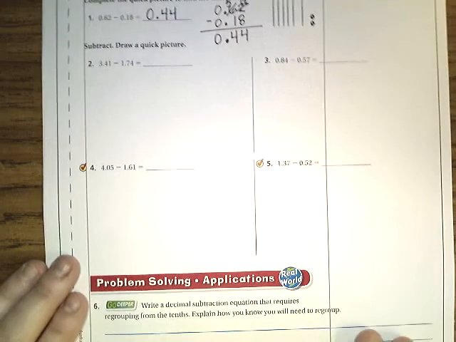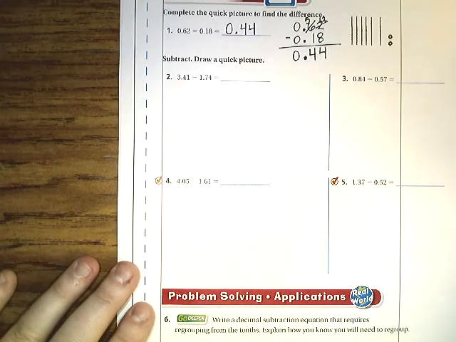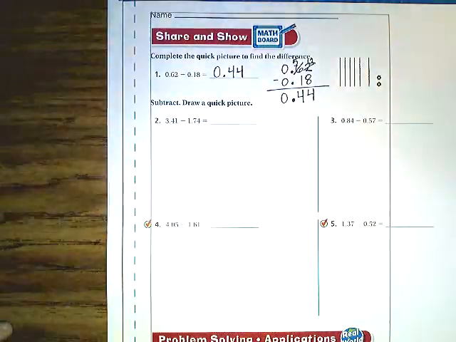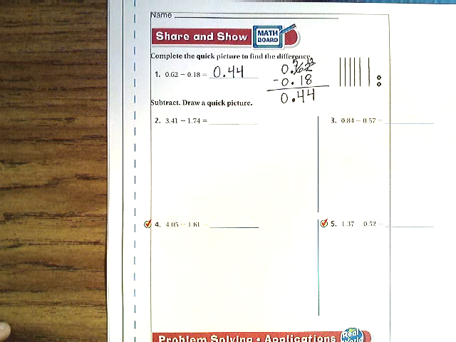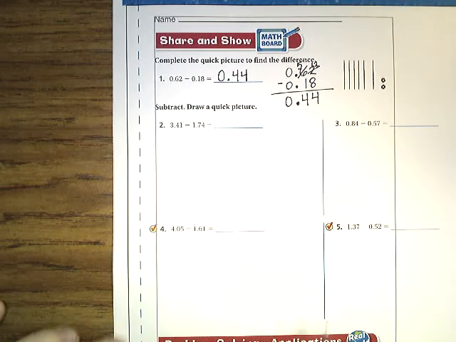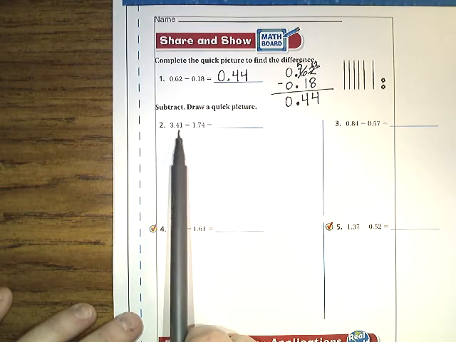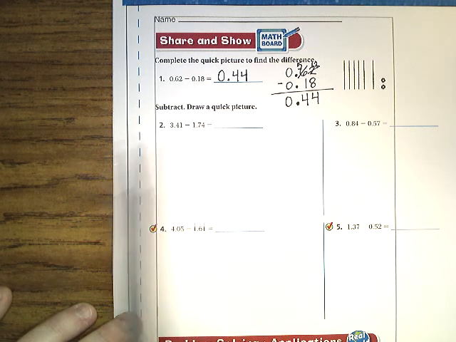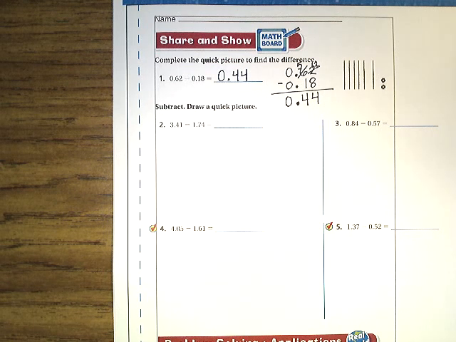I want to do number 2 because I think number 2 is great because, first of all, it has whole numbers. Let me try and zoom in here. The light on this thing is kind of stupid sometimes. All right, so let's look at number 2. We have 3 and 41 hundredths take away 1 and 74 hundredths. This is like me saying I have $3.41. I owed my friend. When you owe somebody, you have to take your own money away. I owed them $1.74. How much money do I have left over?